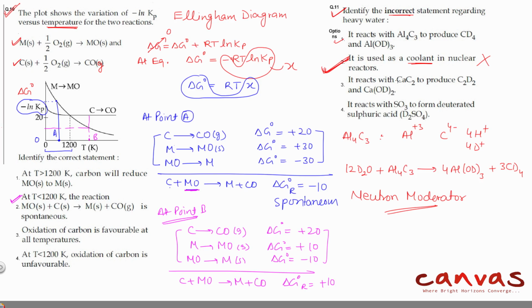Third option, reacts with CaC2 to produce. Yes, calcium carbide when it reacts with water produces acetylene, C2H2. So with heavy water it will produce C2D2. And similarly, D2O plus SO3 will give you D2SO4. Okay, so the incorrect statement here is the second option.